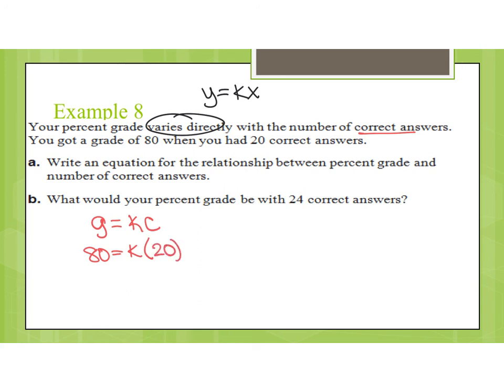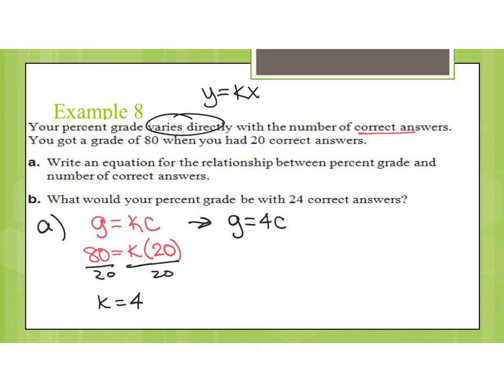So part A says to write an equation for the relationship, which is kind of what we started doing here. So I'm going to solve for k, and I'm going to do that by dividing both sides by 20. So now I have k is equal to 80 divided by 20, which is 4. So when I rewrite my equation, I really have that my grade equals 4 times the number that we get correct. So this right here is all for part A.